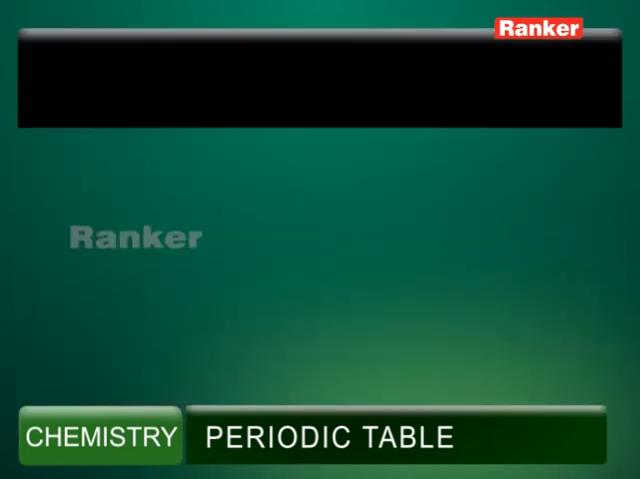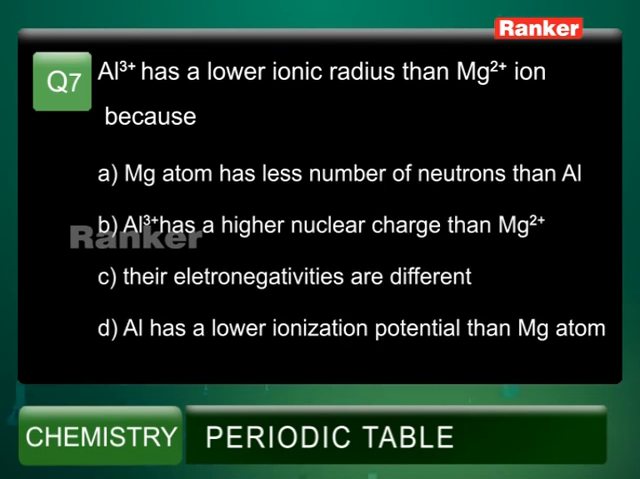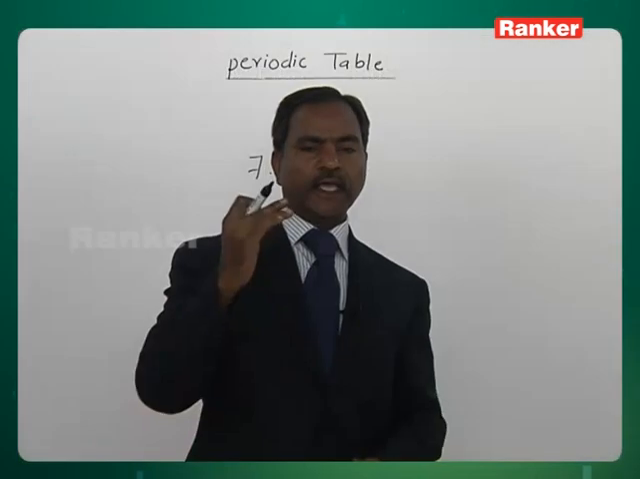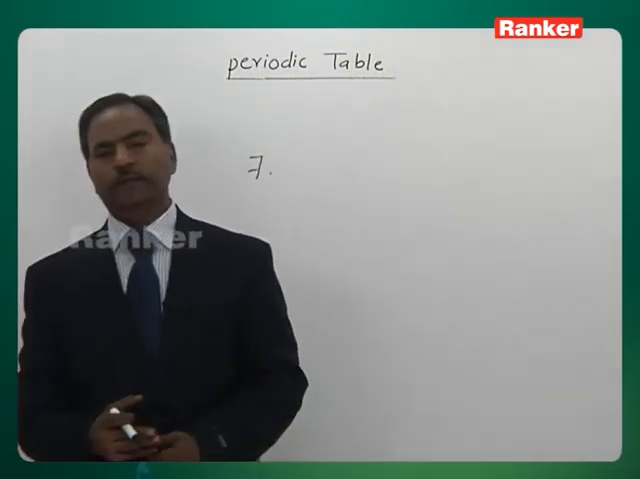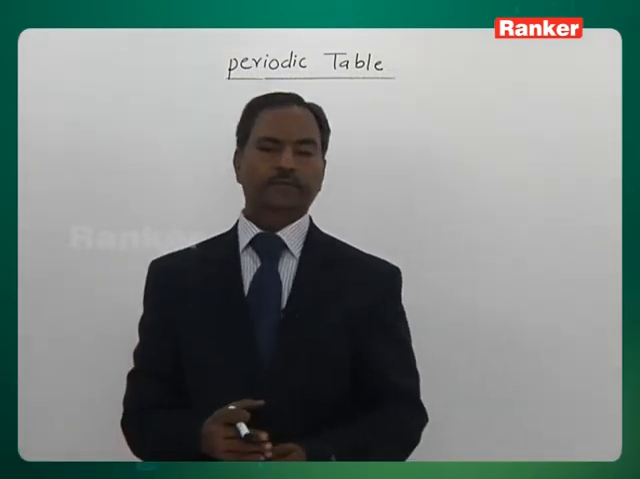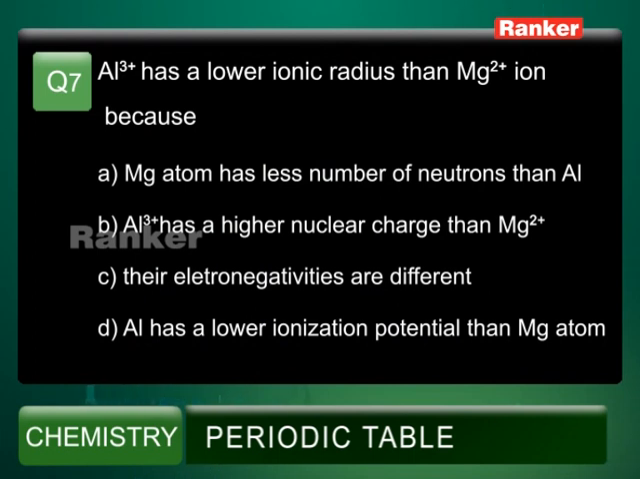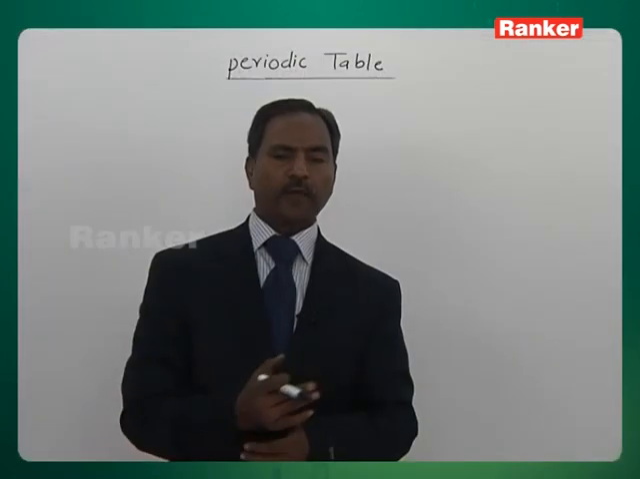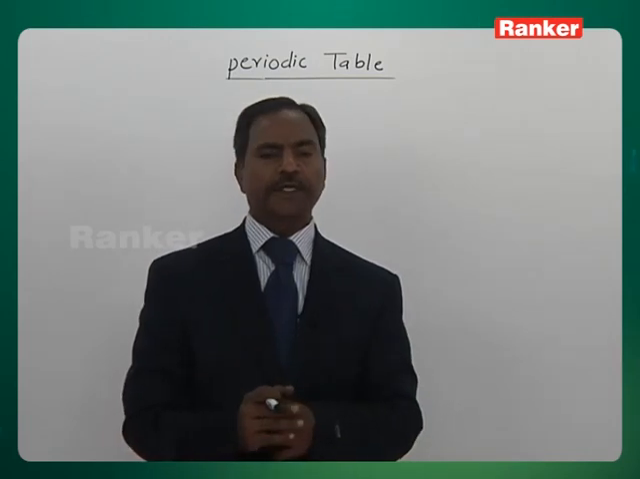Question number 7. Aluminum plus 3 has lower ionic radius than Mg plus 2 ion because A, magnesium atom has less number of neutrons than aluminum. B, aluminum plus 3 has higher nuclear charge than Mg plus 2. C, electronegativities are different. D, aluminum has lower ionization potential than magnesium.